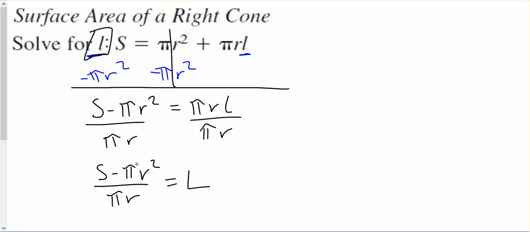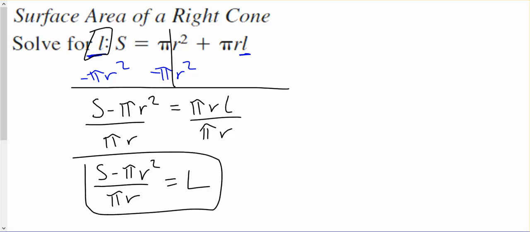Now we can't simplify the pi and the r because there's an addition and subtraction sign with that. So we've got to leave it alone. If that was multiplied by s, then we might be able to simplify into that, but it's not, so we have to just leave it as is.